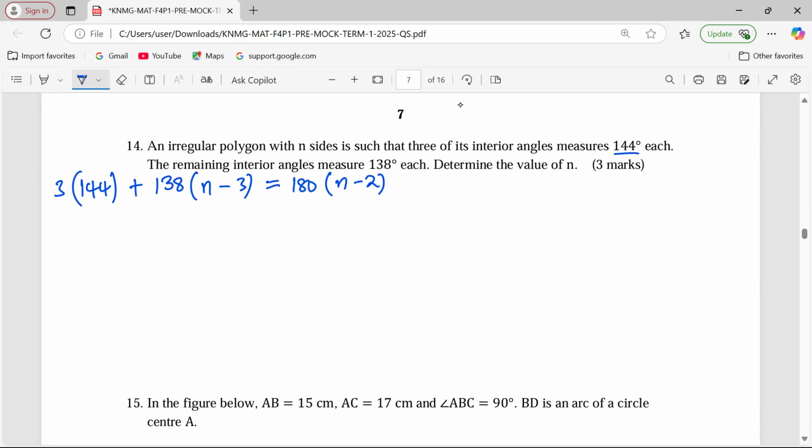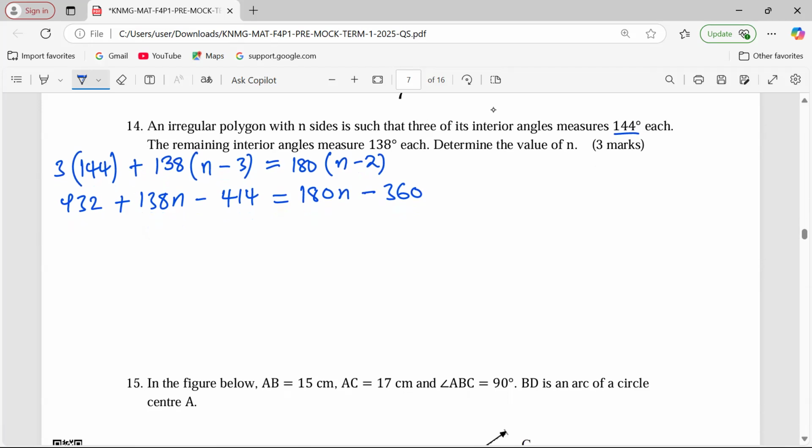144 times 3 gives us 432, plus 138 times the value of n, minus 138 by 3. This is 414, equals 180n minus 360. With this, we can rearrange the terms such that 180n minus 138n gives us 42n.